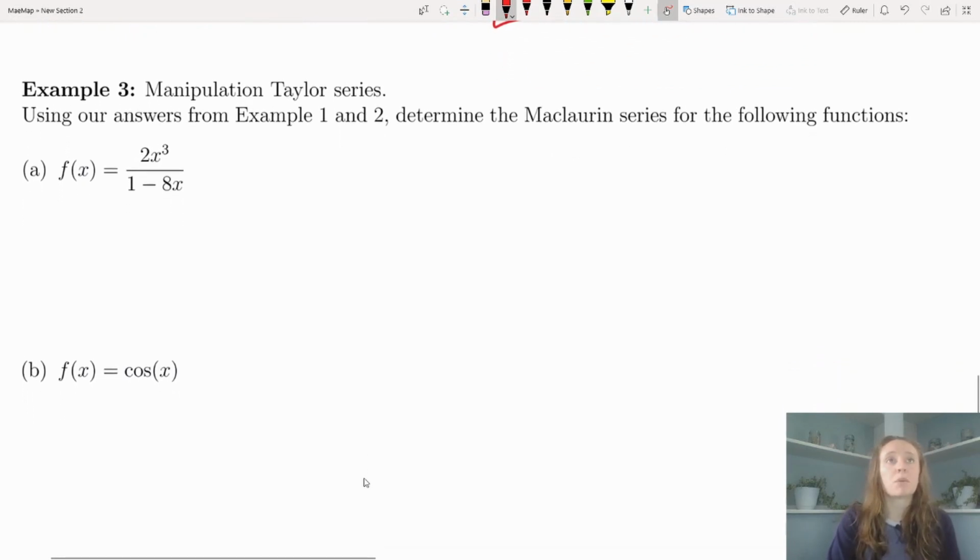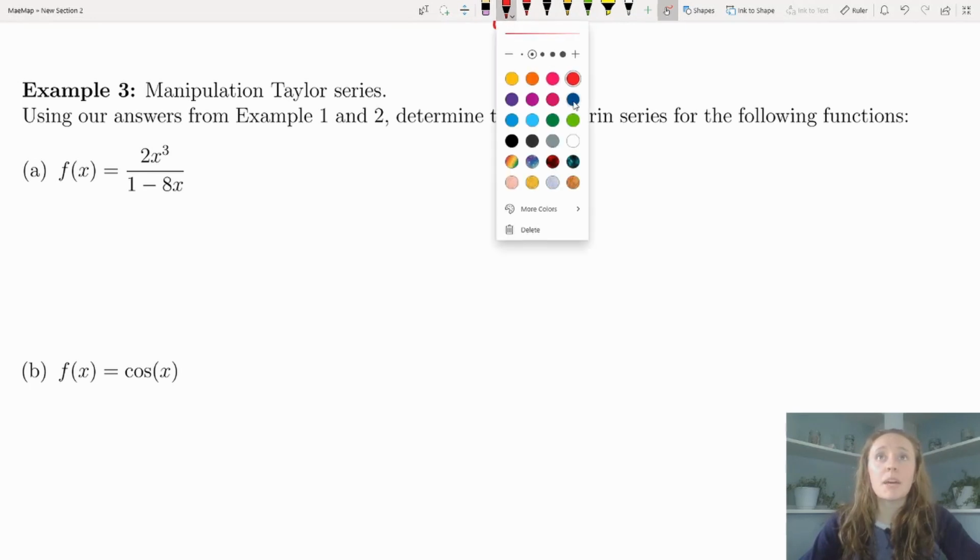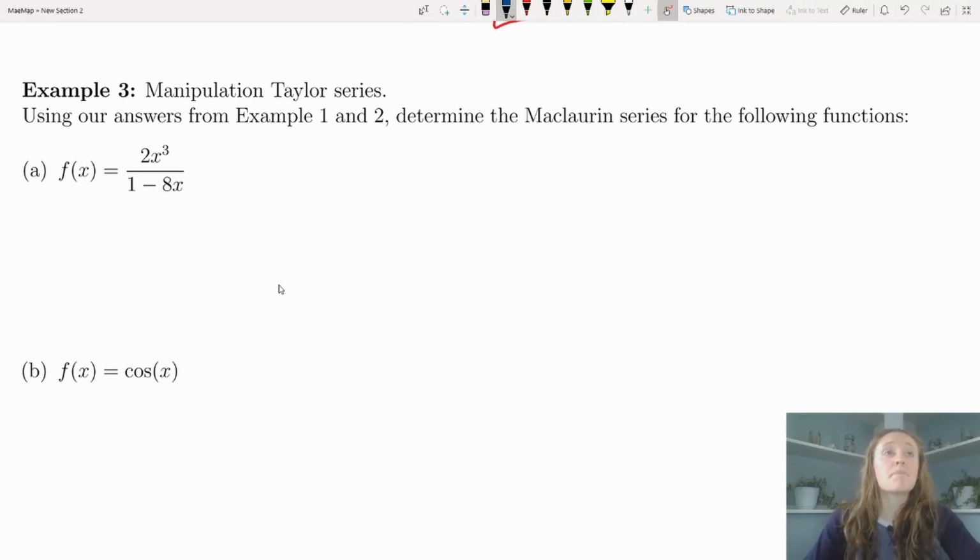In example 3, we're now going to start manipulating these Taylor series, or more specifically, manipulating these Maclaurin series, because both A and B are also centered at 0. So we're going to use our answers from example 1 and 2 to determine the Maclaurin series for the following functions. So this should be very similar to work we've already done in that previous video where we were just combining power series, because Maclaurin series are Taylor series and Taylor series are power series.